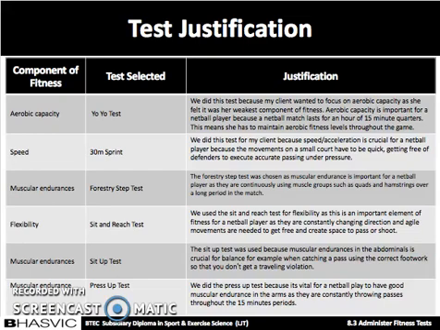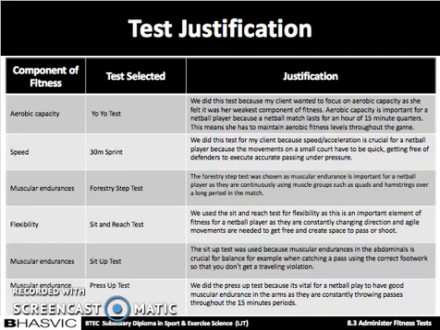Component of fitness, speed. Selected test, 30-meter sprint. We did this test for my client because speed and acceleration is crucial for netball players, because the movement on a small court has to be quick, getting free of defenders to execute accurate passing under pressure.